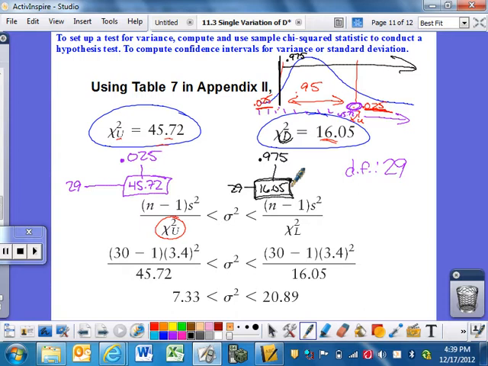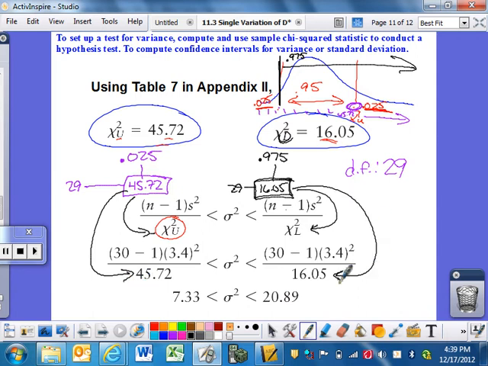Now some of you are wondering, well, why do we put the upper one on the left side and the lower one on the right side? Well, this is a confidence interval, everybody. Notice the numerators are exactly the same. And in an interval, I want the smaller number on the left side, so I have to divide by the bigger number. And on the right side, I want to divide by the smaller number.